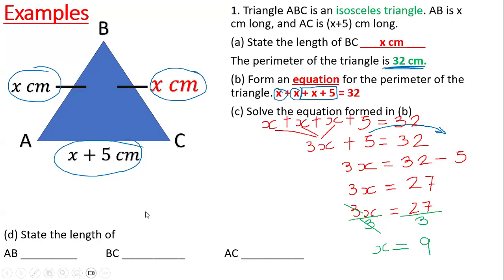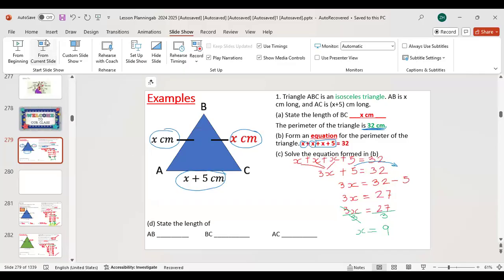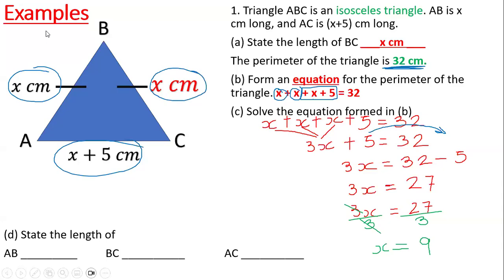All right, so we have AB. AB is equal to x. But class, what is x? x is 9. So what is AB actually? 9 cm. Yes, very good. AB is 9 centimeters.